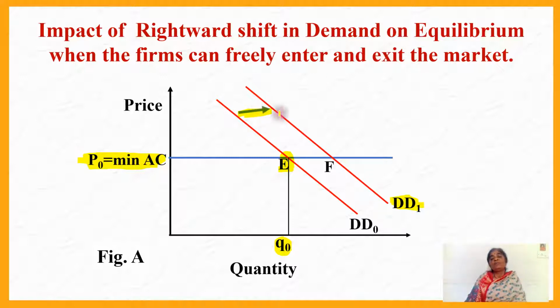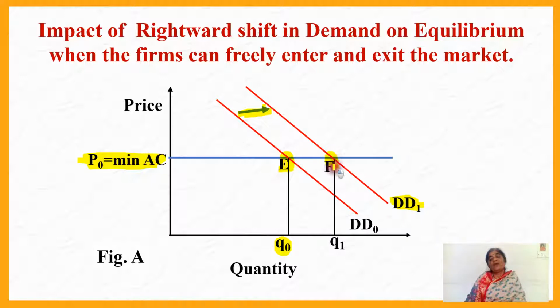Therefore, due to the increase in price, due to the earning of supernormal profit after the rightward shift, what will happen? New firms will enter the market. When the new firms enter the market, what will happen? The supernormal profit will be wiped out. Again, the firms will start to earn normal profit at the same price P0, minimum AC. Therefore, it is equal to minimum AC.